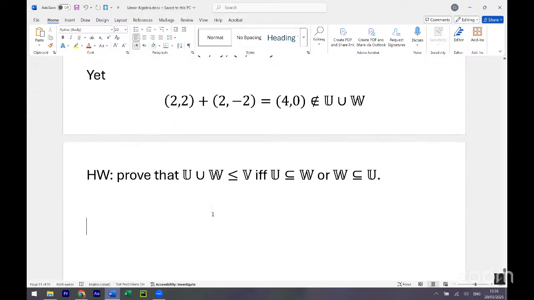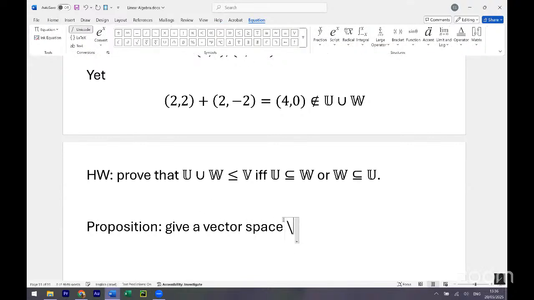Okay. What about the intersection of two subspaces? What is the intersection of two planes, for example? A line, which is also a space, right? So, proposition: given a vector space V over the field F.